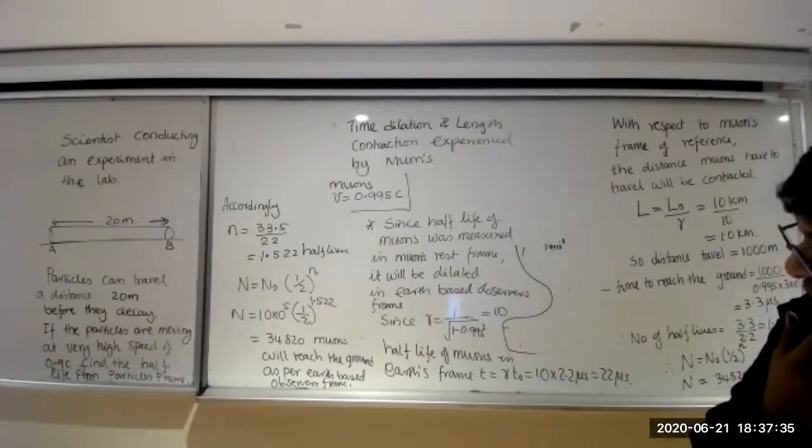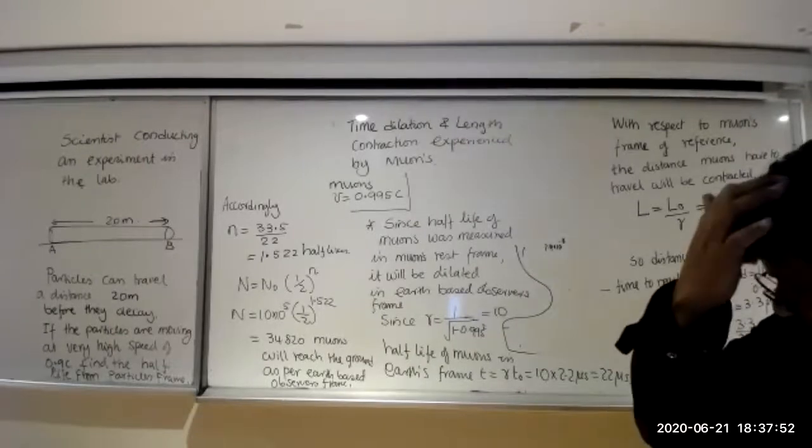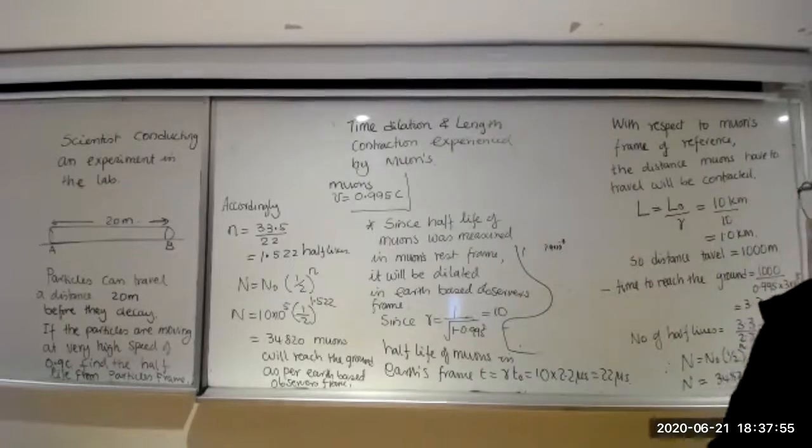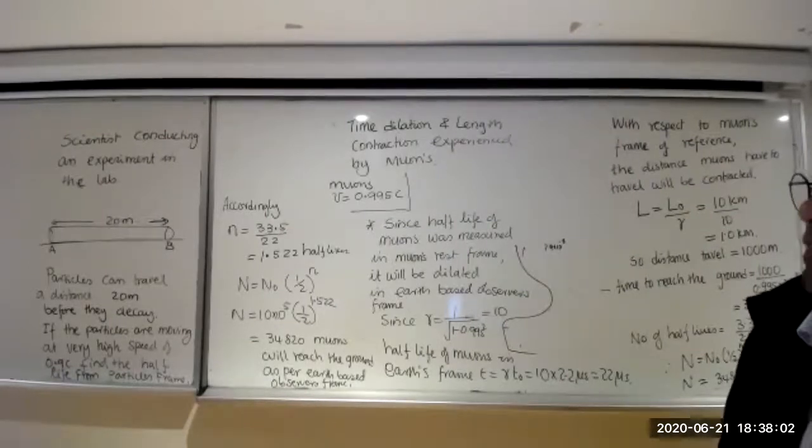Your gamma should be 1 point something. I got gamma as 2.294. Yeah, so for 0.9 c, that's fine. If you look at your email, there is one I attached a couple of weeks back. It's called time dilation. Can you give that one a try at home?